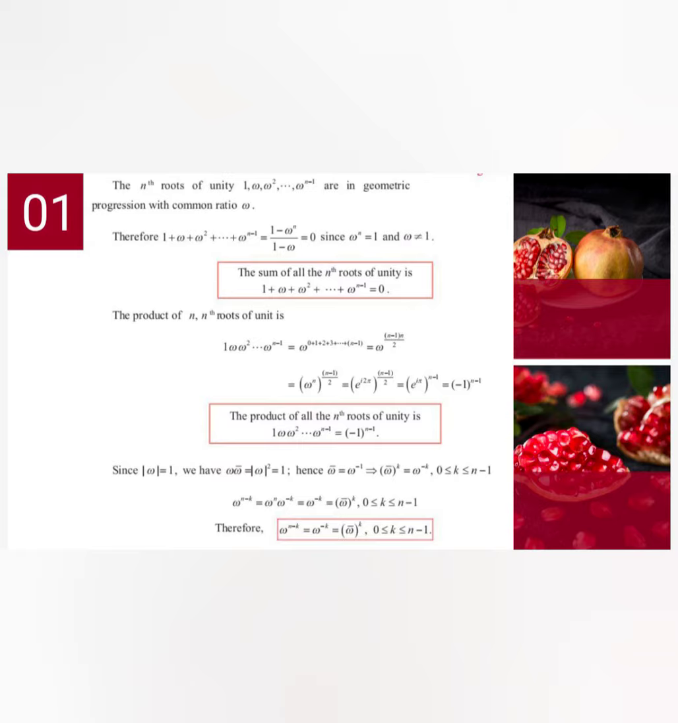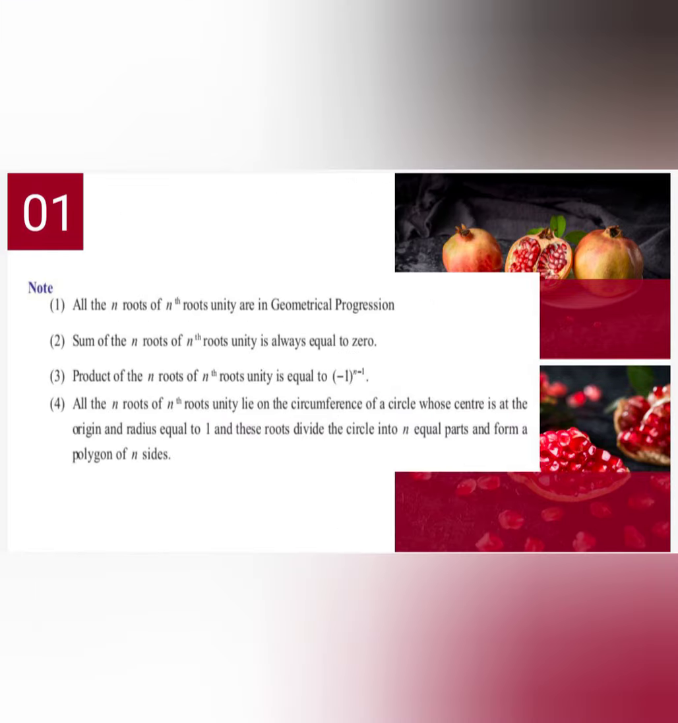Now we have certain properties. The sum of all the nth roots of unity, 1 plus omega plus omega square etc. up to omega power n minus 1, is equal to 0. The product of all the nth roots of unity, 1 into omega into omega square etc. up to omega power n minus 1, is equal to minus 1 the whole power n minus 1. So these properties you have to go through, which might be asked in 1 mark questions. These properties are also very important.